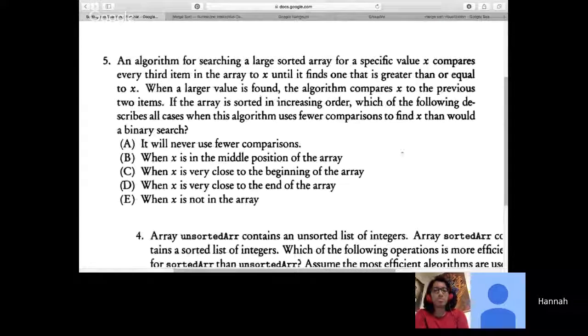An algorithm for searching a large sorted array for a specific value x compares every third item in the array to x until it finds one that is greater than or equal to x. When a larger value is found, the algorithm compares x to the previous 2 items. If the array is sorted in increasing order, which of the following describes all cases when this algorithm uses fewer comparisons to find x than a binary search? So let us know in the chat when you're done, and also what answer you got.